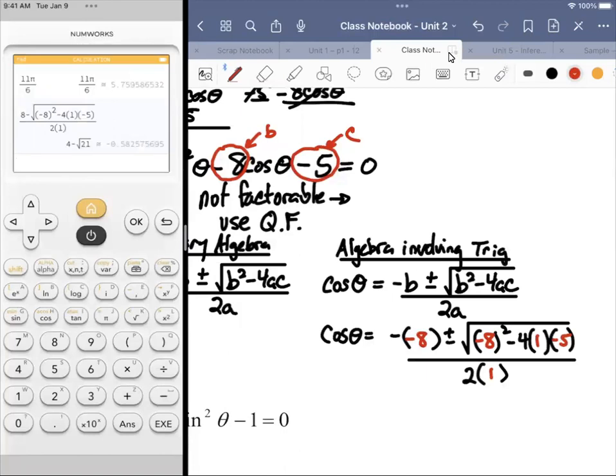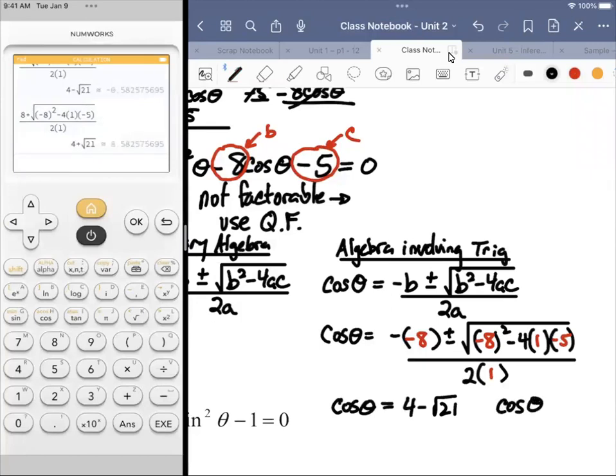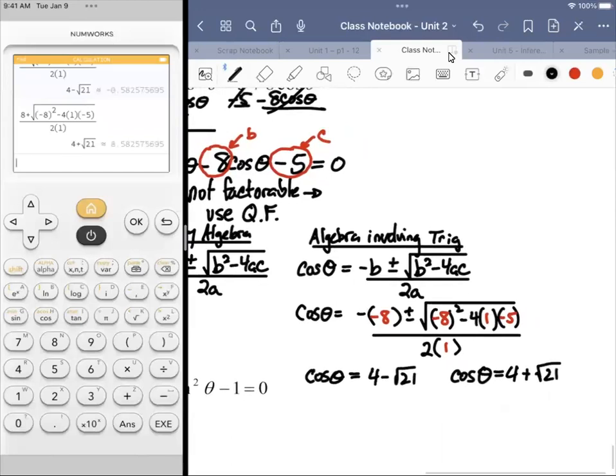So I can say cosine of theta for one set of solutions is 4 minus rad 21. Then just do the same thing again with a plus sign, and you get 4 plus radical 21. So what this gives us is a relatively clean expression that represents the cosine of theta, but it could be either one of them.